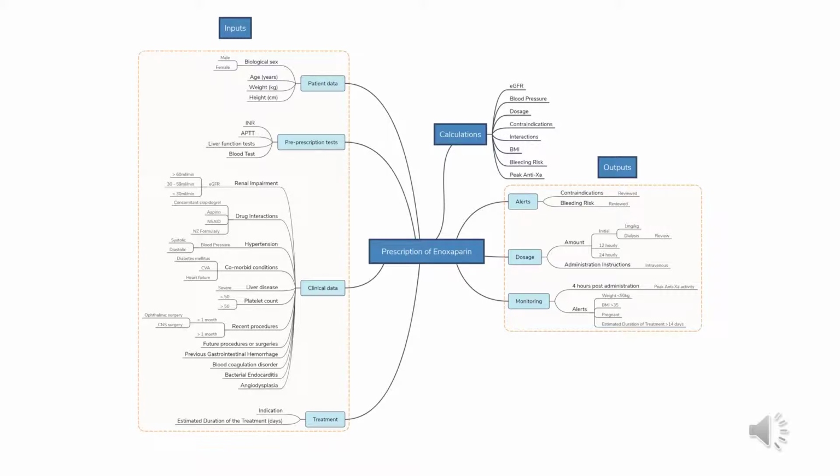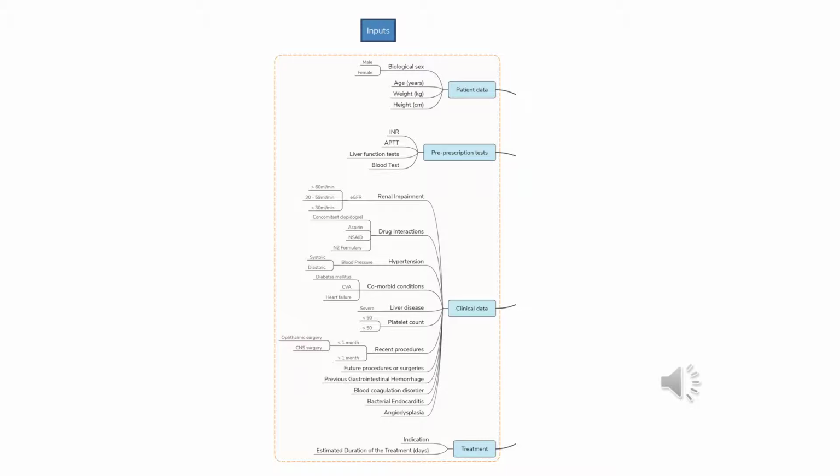Here is a mind map representing the process of the prescription of enoxaparin. This decision support system uses inputs and calculations to provide outputs to improve patient safety and reduce prescription errors.